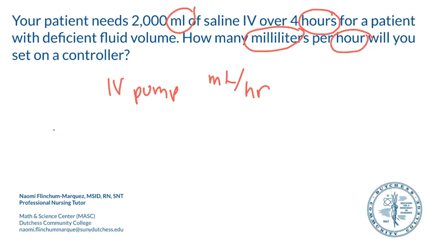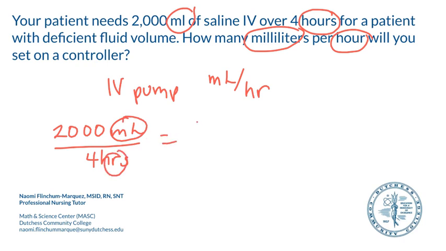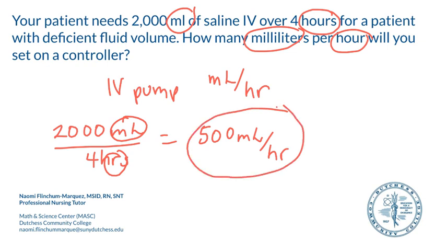So to set this one up, we would just say 2,000 milliliters over 4 hours. We don't even need a conversion factor because we have everything we need, milliliters per hour. So 2,000 divided by 4 is 500 milliliters per hour. Woohoo! I haven't usually seen this word too, set on a controller. Usually it says on a pump.